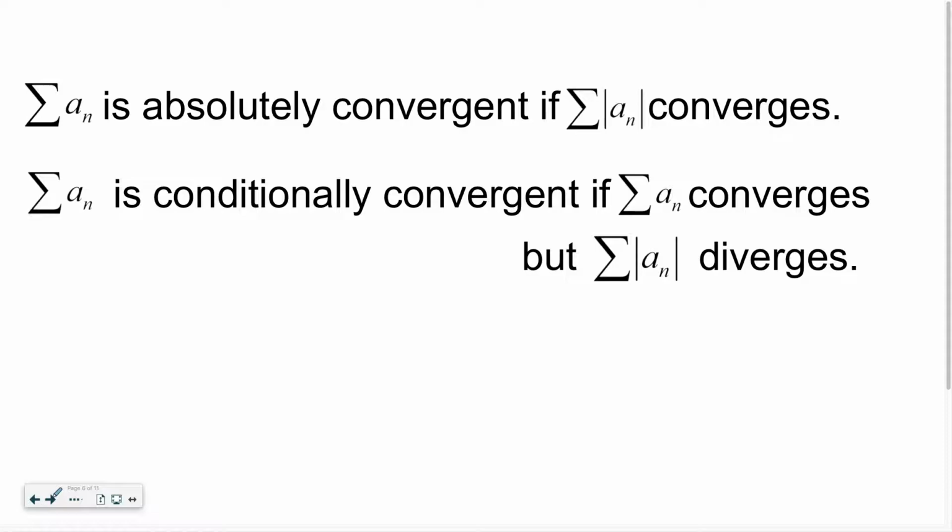Wait, why would the absolute? Why would the what? Oh, okay, I see. So that absolute value is basically taking away the alternating piece. Which is why we call it absolutely convergent.